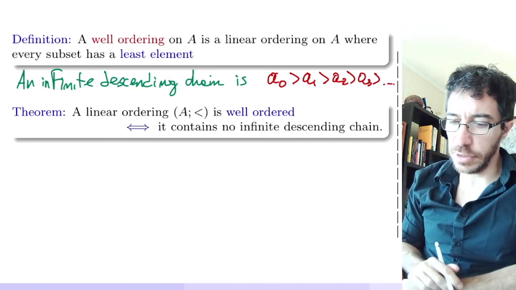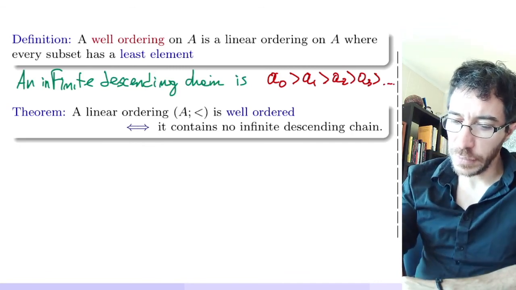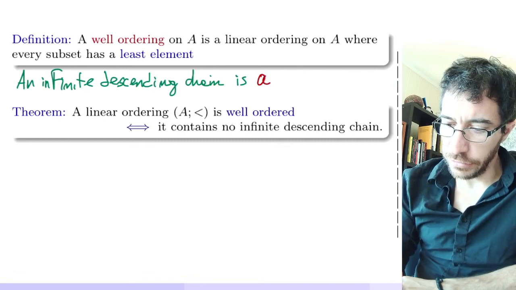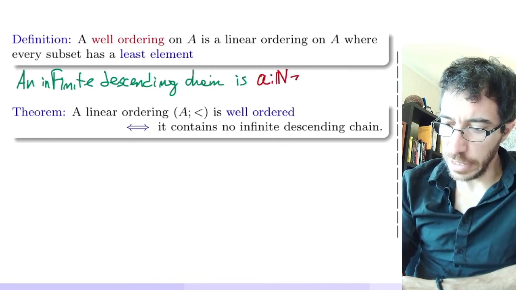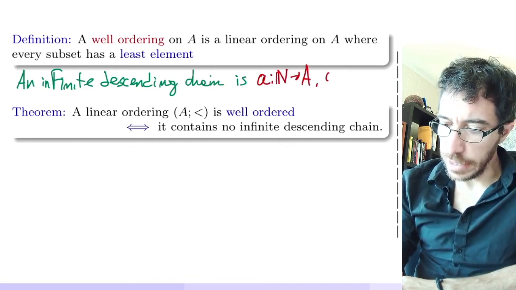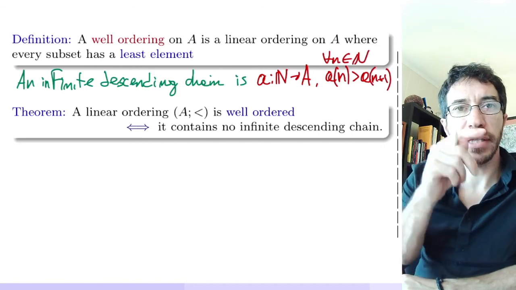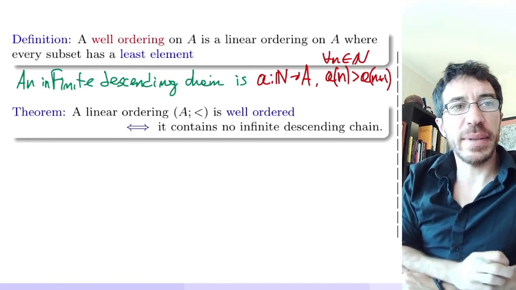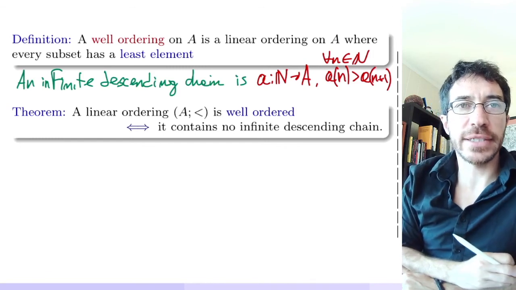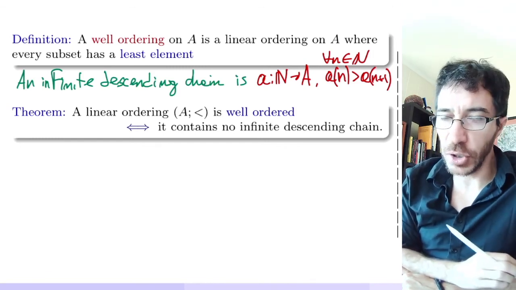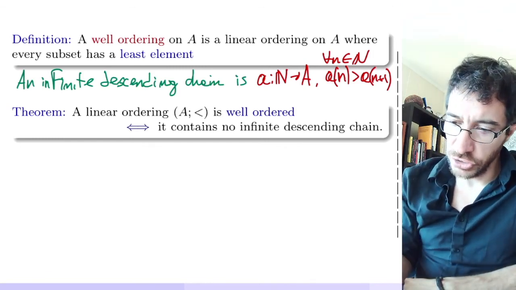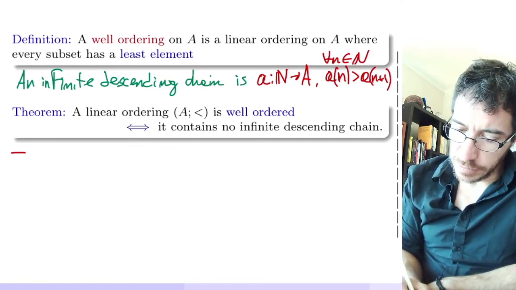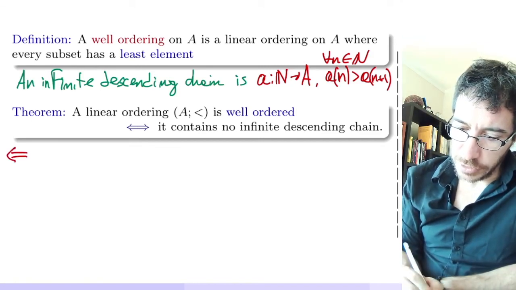So I guess formally you would say it's a function from the natural numbers to A such that A n is greater than A n plus 1 for all n. So that's a decreasing sequence, the sequence that goes down. And we're claiming that being a well ordering is the same as having no such descending sequences. So let's see why this is the case. Let's prove this one first.